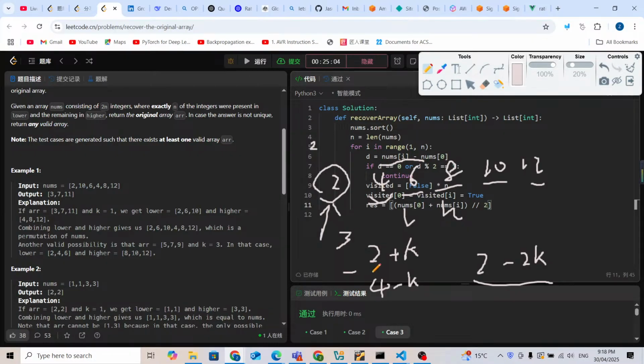So we need to know about it, because we get this number. How can we get this original array? The original array is going to be this one plus this one divided by 2. Actually it's going to be 3. So this is just by some calculations.